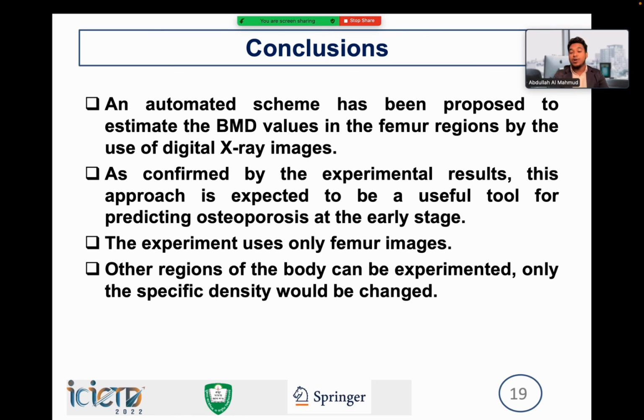By the way, the experiment uses only femur images. Other regions like spine, hips, etc. can be done, but take note that the specific density value would change.